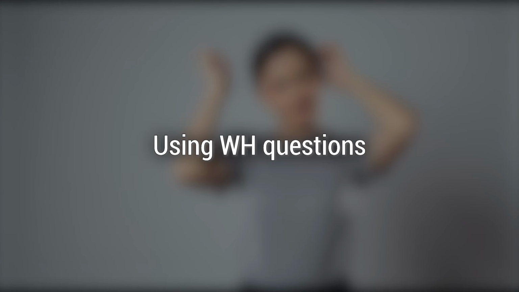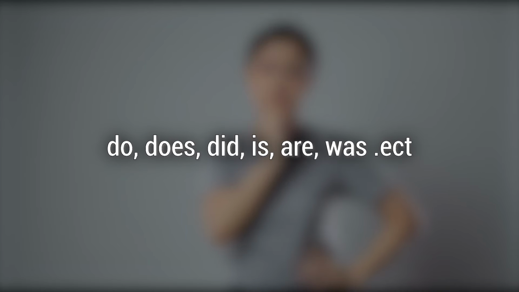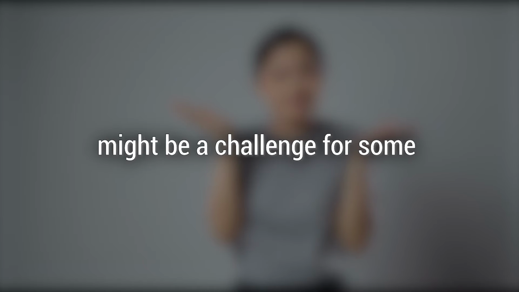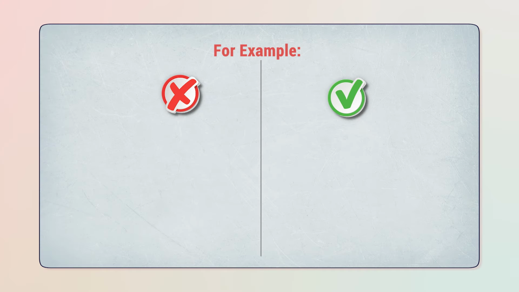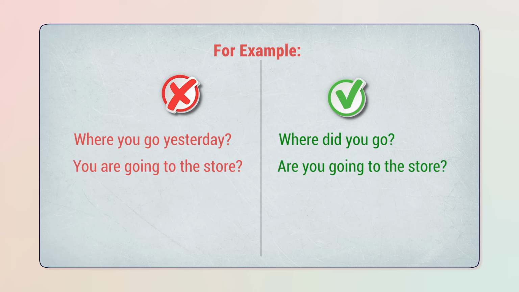Using WH questions and then using an auxiliary verb such as do, does, did, is, are, was, etc. might be a challenge for some. So, for example, avoid saying, where you go yesterday. What you should say is, where did you go? Avoid saying, you are going to the store. What you should say, are you going to the store?